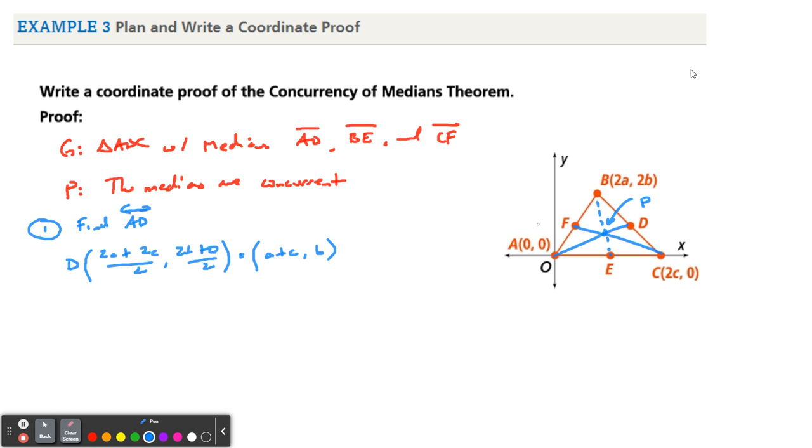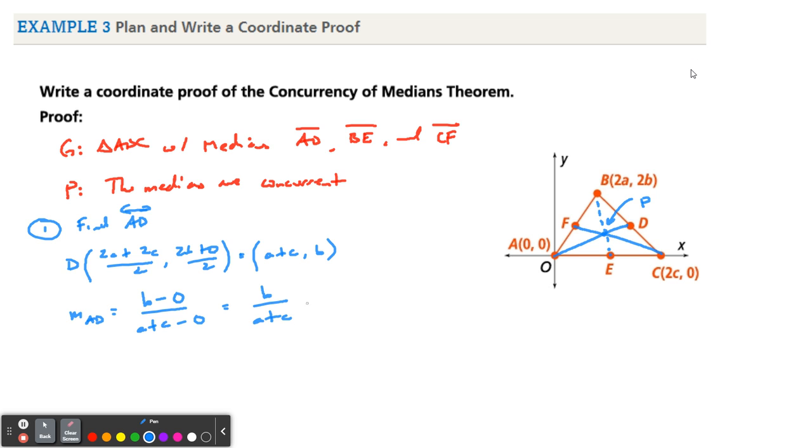Okay. So now, to find the equation of the line, I need the slope. So let's find the slope of AD. To find the slope of AD, I'll take the y's and subtract the y's on top and the x's on bottom. Now I'll do D's coordinates first. So it's the y of D, which is b, minus the y of A, which is 0, and the x of D, which is a plus c, minus the x of A, which is 0. And that's just going to be b over a plus c.